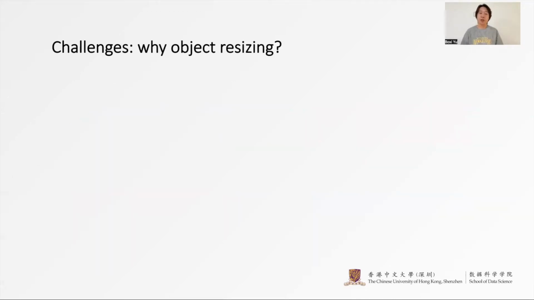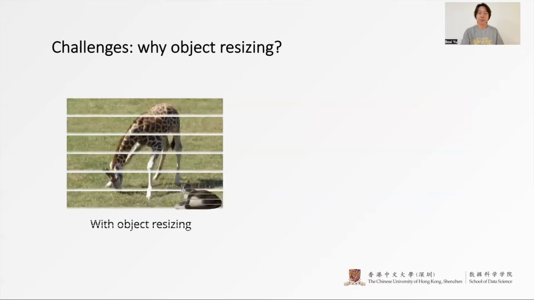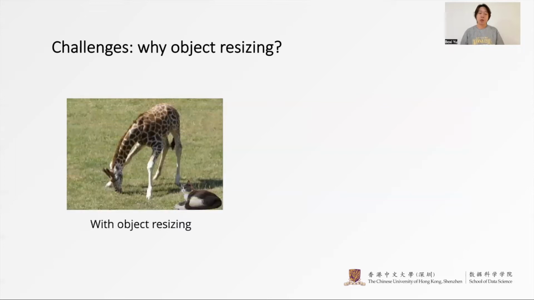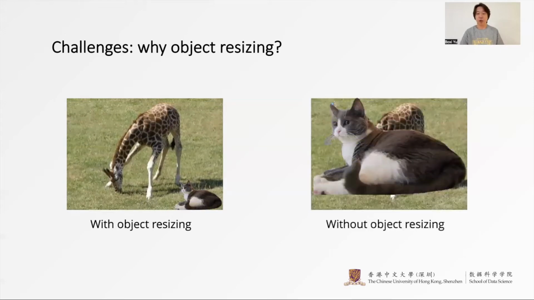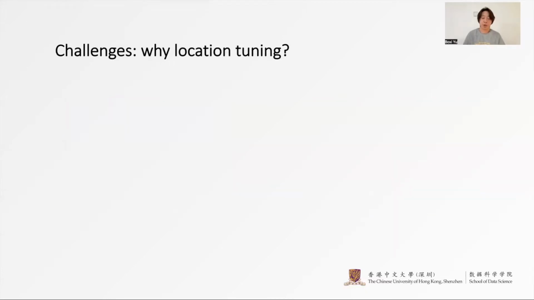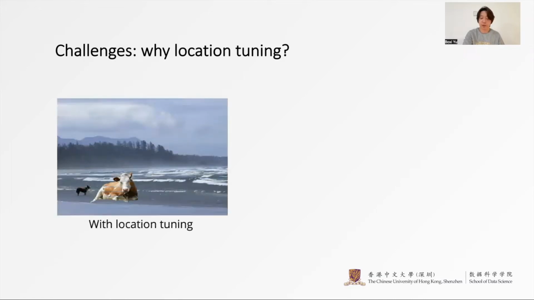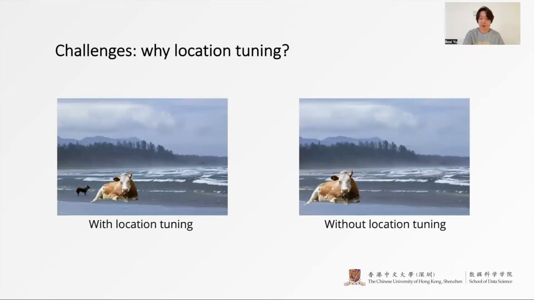There are some challenges in this task. The first one is object resizing. With object resizing, we can get a relatively natural image. However, if we do not control the size of the inserted object, we may get a very big cat that in this case blocks the area of the giraffe. Location tuning is also important. It is an essential technique to control the overlapping ratios. There's an example where the dog has been totally blocked without location tuning.